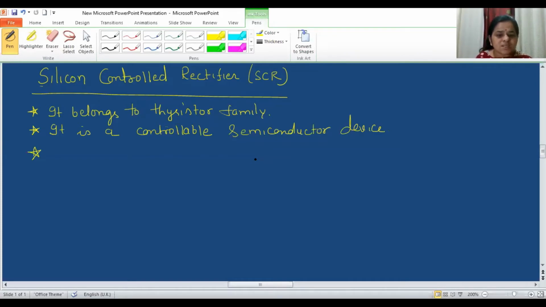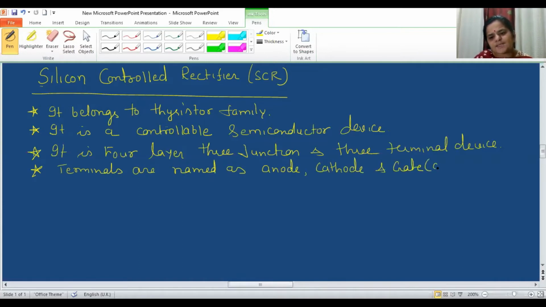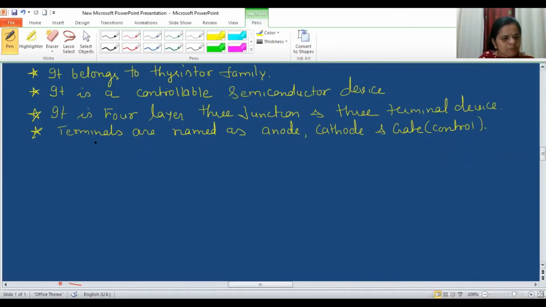The second thing, as I already mentioned, is that it is a controllable device and it is a semiconductor material based device. The third thing is it is a 4-layer, 3-junction and 3-terminal device. And those terminals are named anode, cathode and gate. And gate is the control terminal of this device.